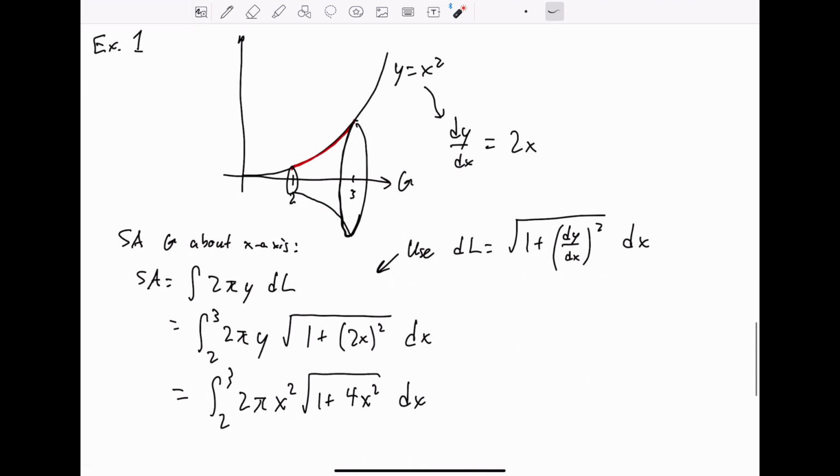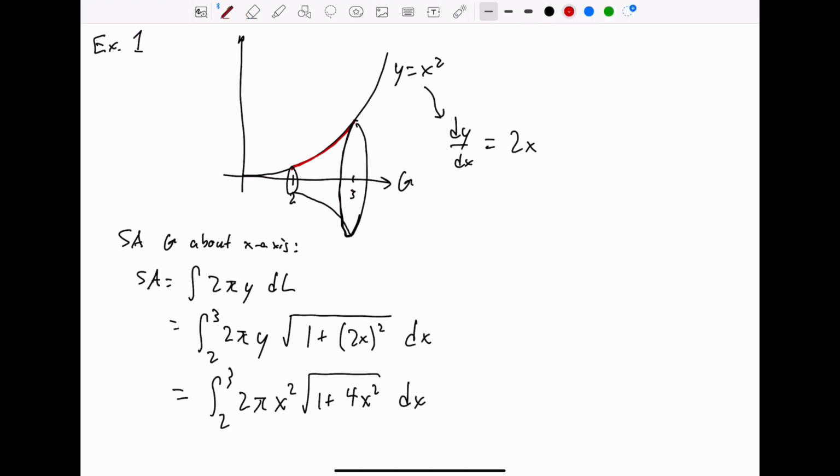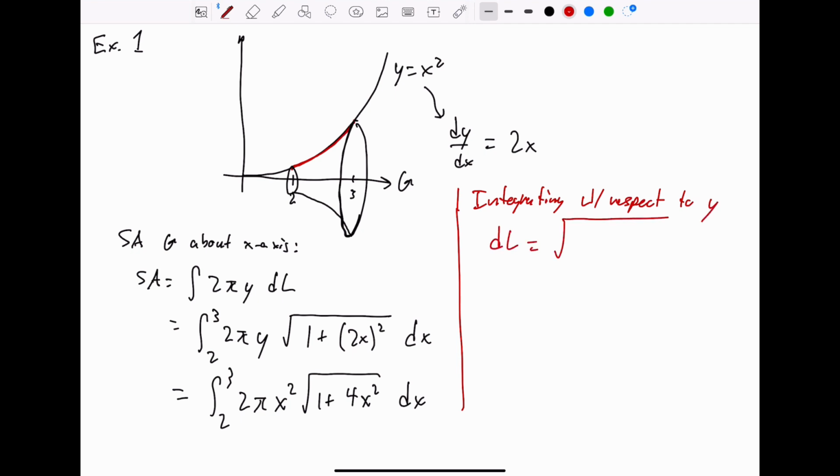Here's our picture once again. If we integrate with respect to y, we're going to use a different expression for dl. So let's go through those steps here. If we integrate with respect to y, let's just do this off to the side. The expression for dl is the square root of 1 plus (dx/dy) squared, dy.